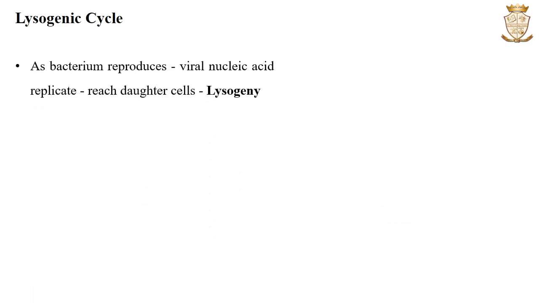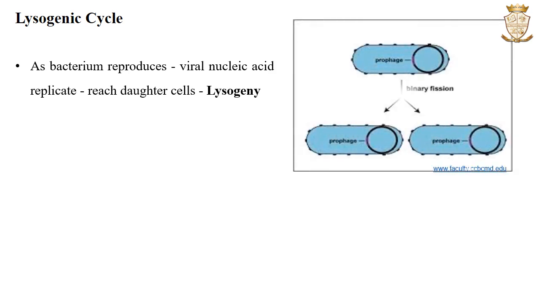So, as the bacterium reproduces, the viral nucleic acid also gets replicated along with the bacterial chromosome and is transmitted into the daughter cells. This phenomenon is known as lysogeny.